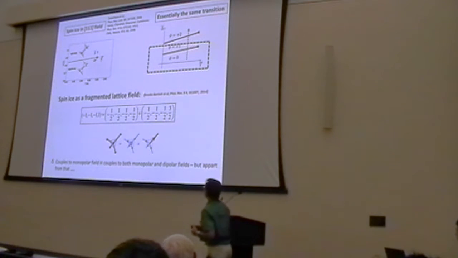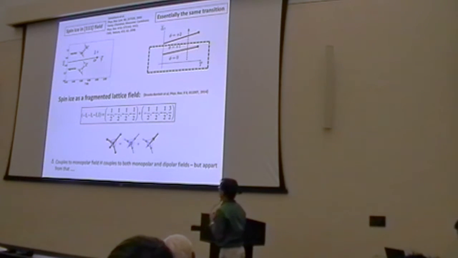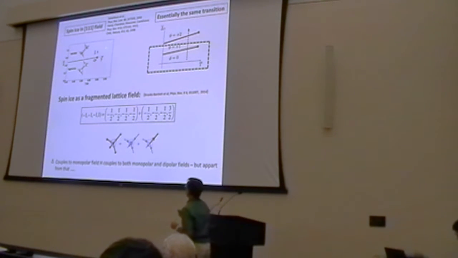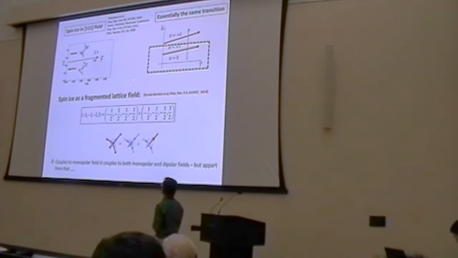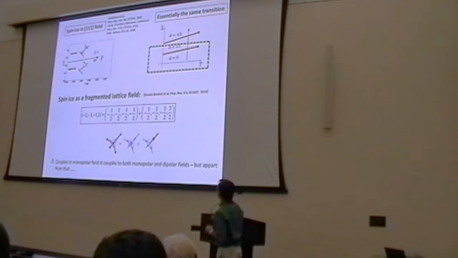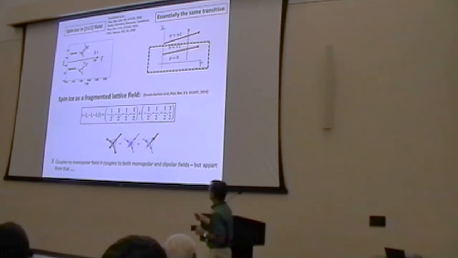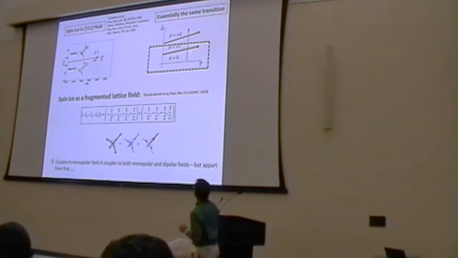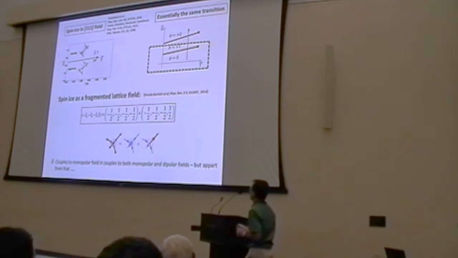Okay, so I want to finally come back to spin ice in a 111 field. So much has been written about this critical endpoint already, but my claim is that this critical endpoint here is extremely similar. It's a close cousin of this critical endpoint that I've discovered by applying the staggered chemical potential.